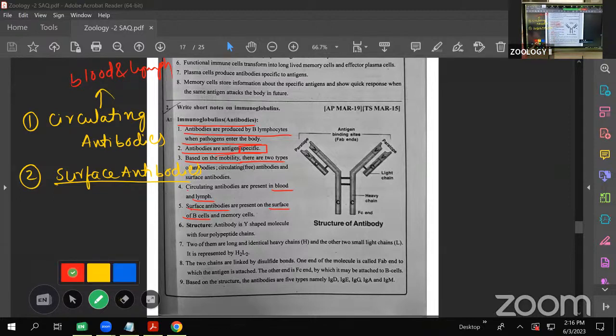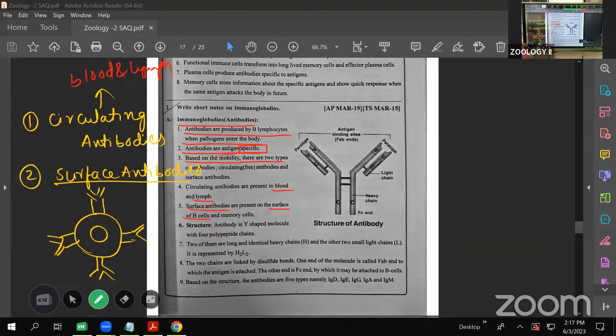I'll draw the diagram. Observe here. Yesterday I drew the diagram of B cells. B cells are like this. Above the B cells, the Y-shaped structures are present. These structures are called antibodies. Some B cells have the surface antibodies present. Means they attach to the surface of the cell, which we call a surface antibody. The surface antibodies are present on the surface of B cells and also in the memory cells.